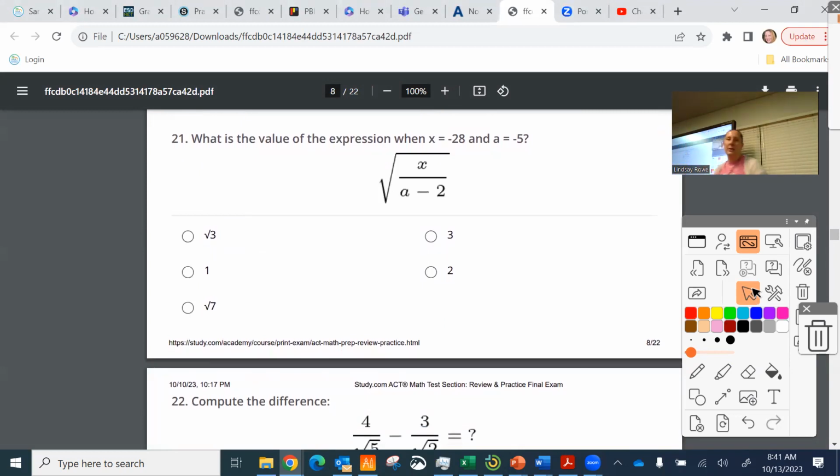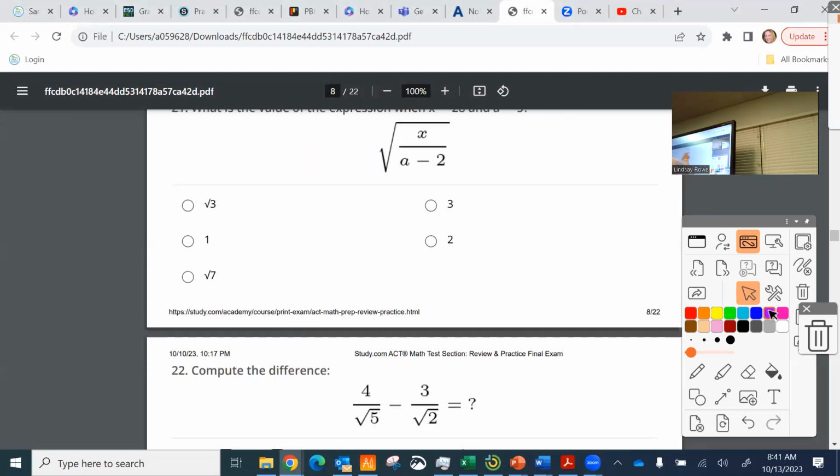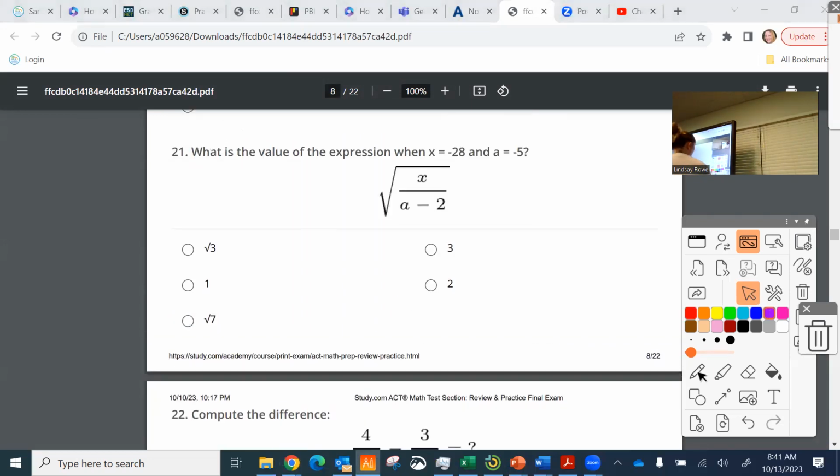Let's take a look at 21. All right, what is the value? Yellow team. What's the value of the expression when x equals negative 28 and a equals negative 5? This looks a hot mess, but it's not bad. Okay, I'm just going to plug in for x. I'm going to plug in negative 28, and I'm going to plug in for a. I'm going to plug in negative 5.